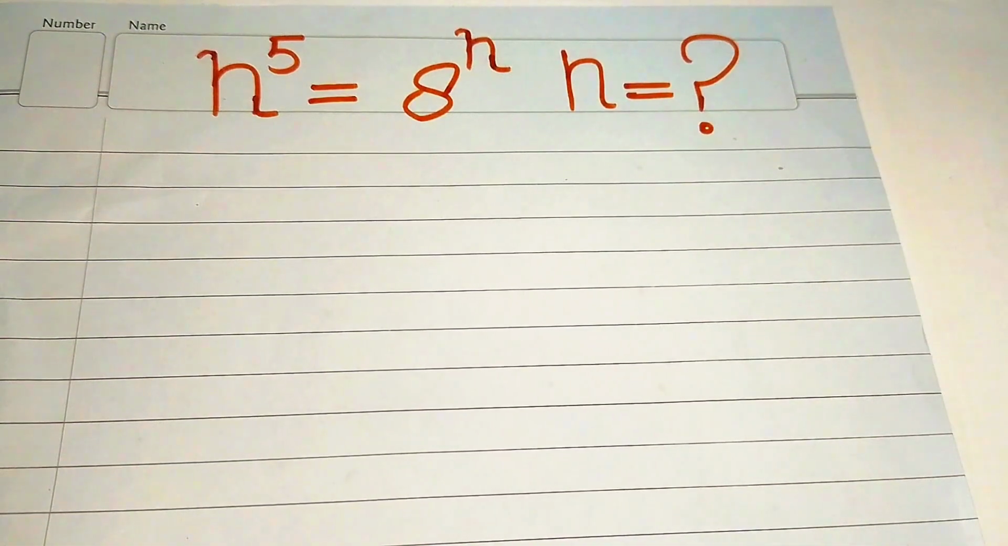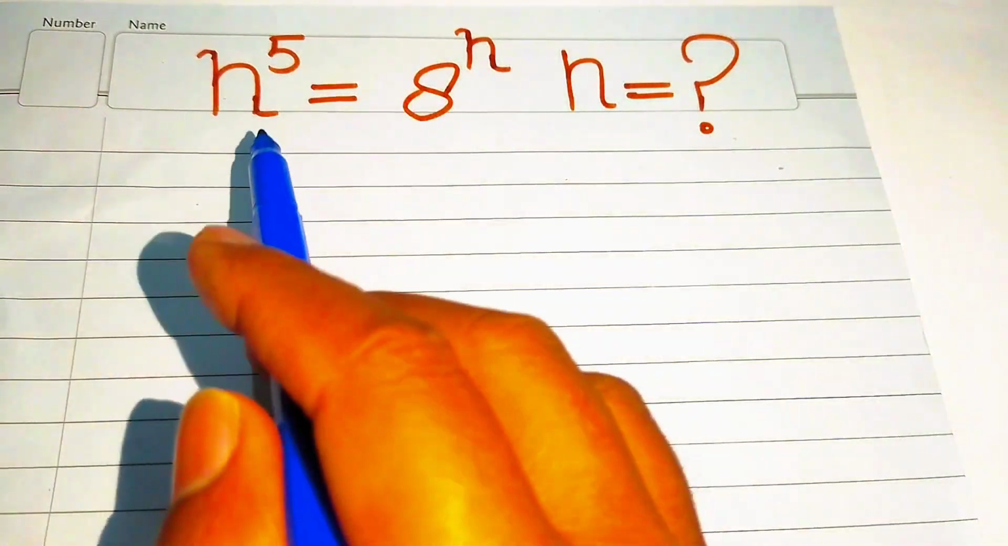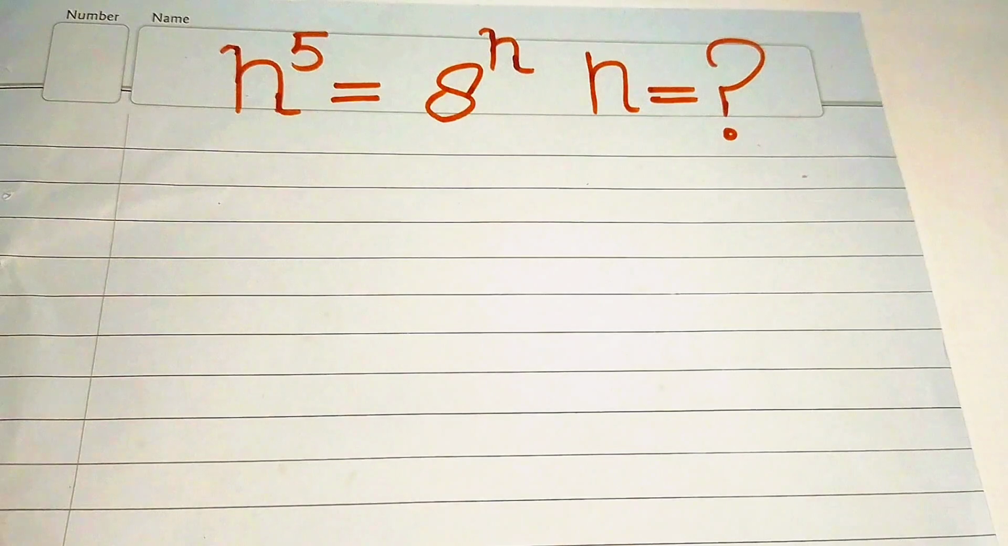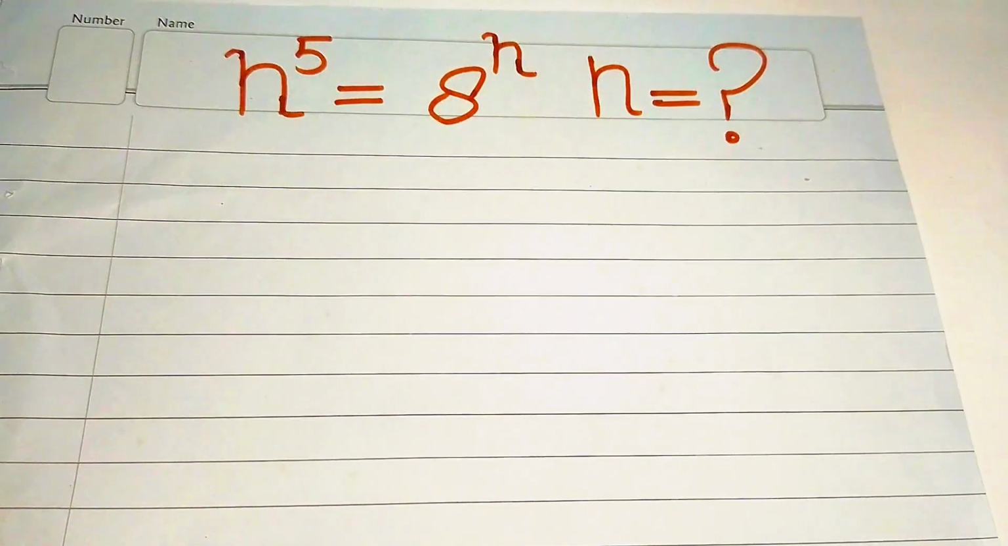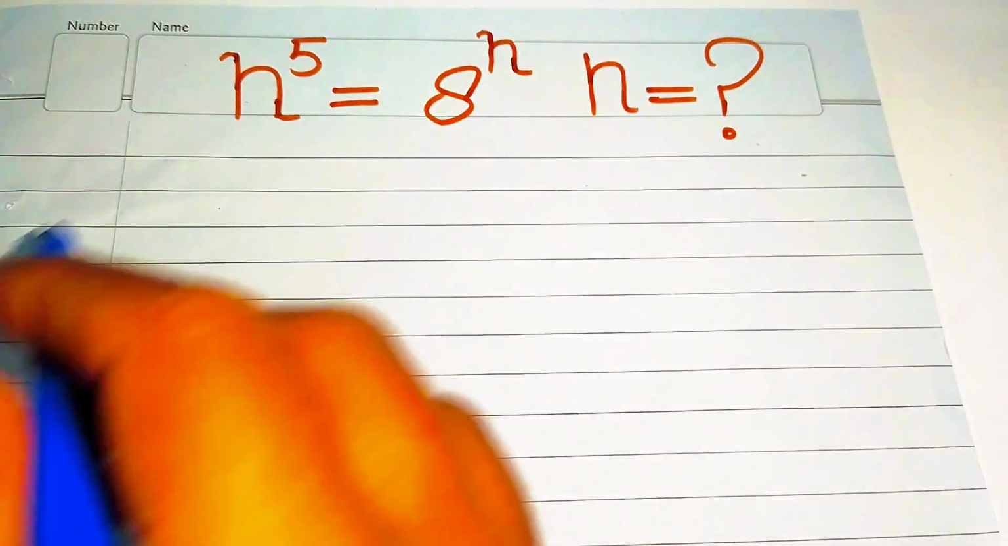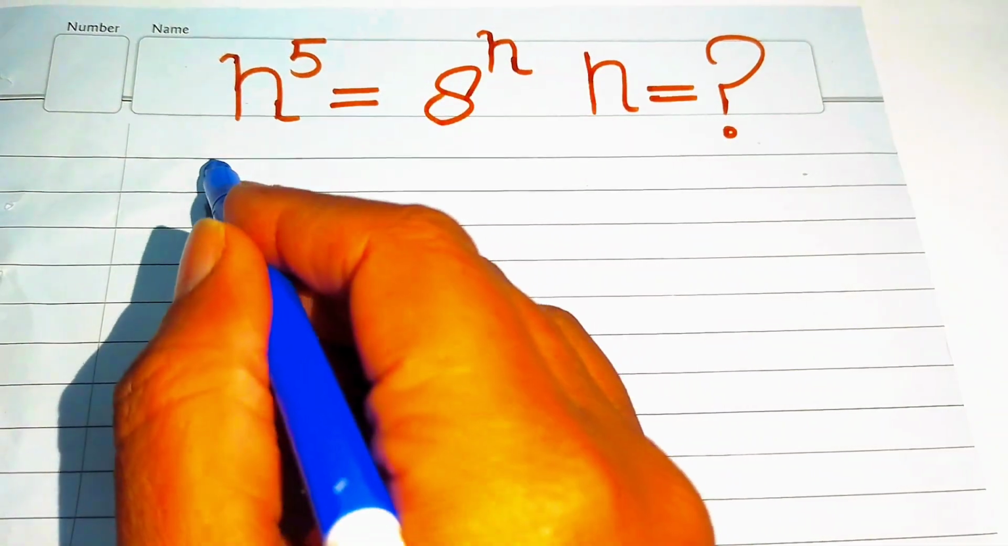Hello everyone, welcome to solve this nice math algebra problem. We have n to the power of 5 equals 8 to the power of n, and we solve this problem for the values of n. So here we introduce the nice Lambert W function. First, we explain a little bit about the Lambert W function.